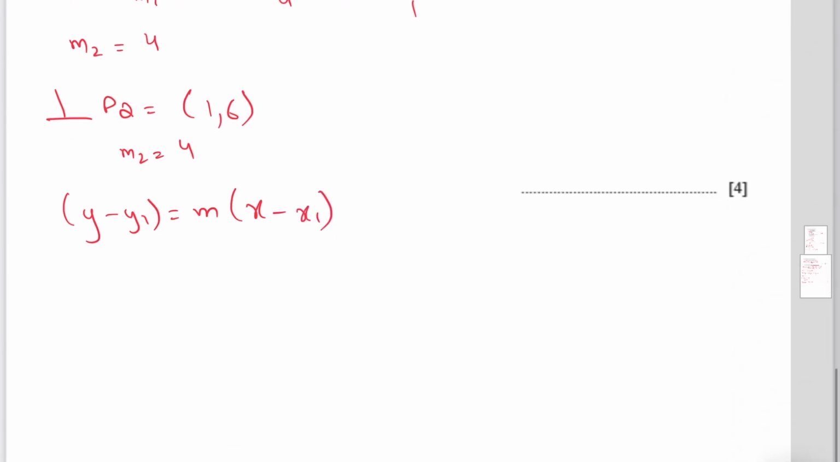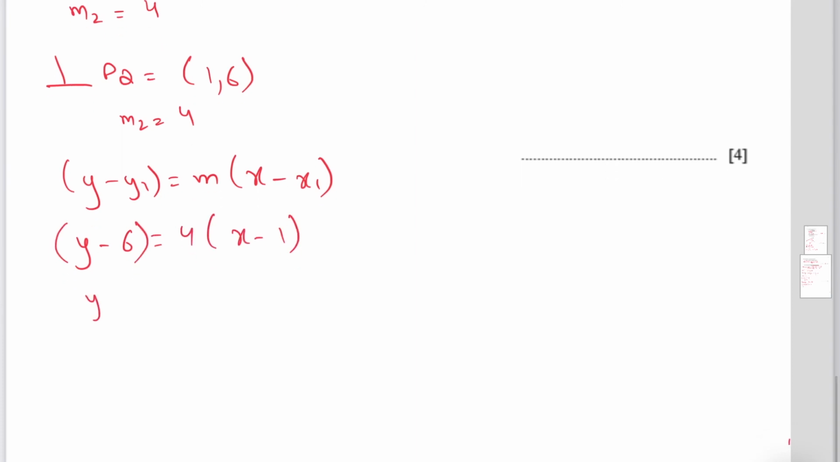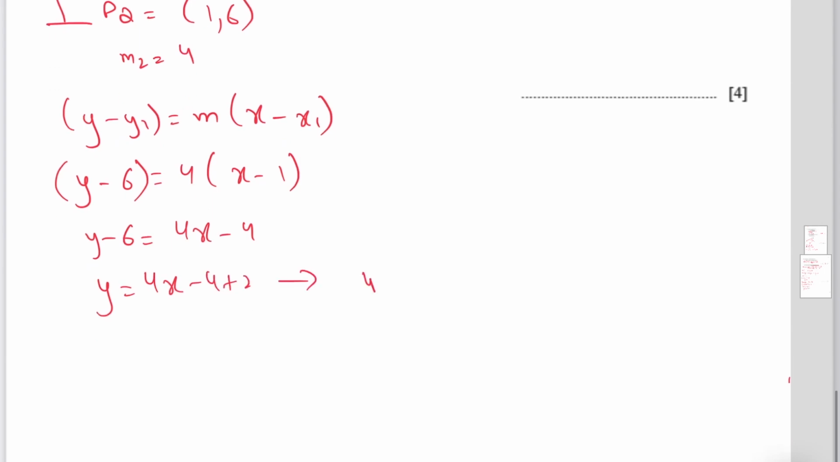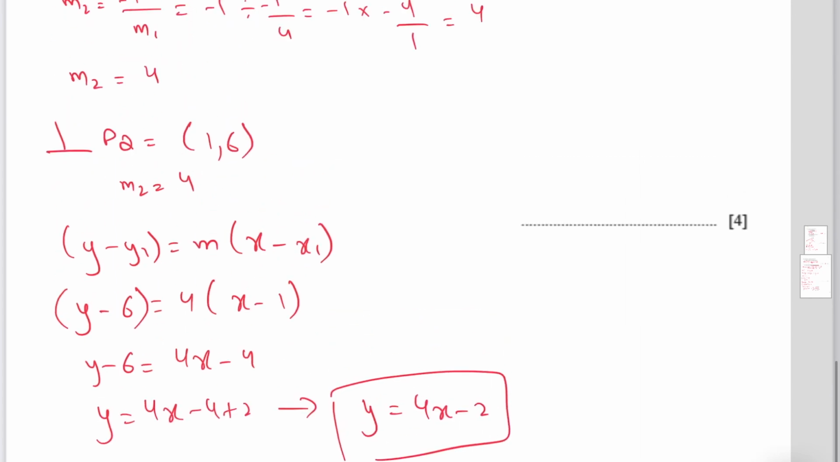Okay, let's plug in these values. y minus 6 equals 4 times x minus 1. Let's open this up. We get y minus 6 equal to 4x minus 4. Then we get y equal to 4x minus 4 plus 2. This gives us y equal to 4x minus 2. This is our final equation of the perpendicular bisector. We write it over here, y equal to 4x plus 2. Sorry, not plus 2. It is going to be minus 2 over here, and we're done with the question.